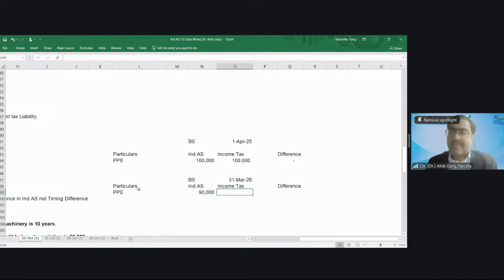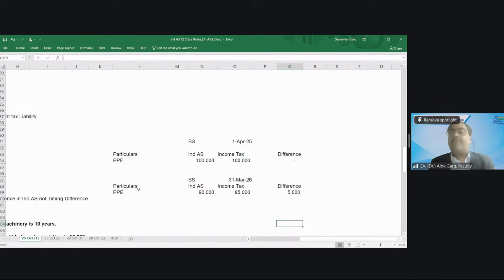Under the Income Tax Act, the depreciation rate is 15%. What will be the balance under income tax on 31st March 2026? 85,000. Is there any difference between these two? Yes, sir, 5,000 is the difference. So why is there a 5,000 rupee difference? Because of the difference in the allowance of depreciation.